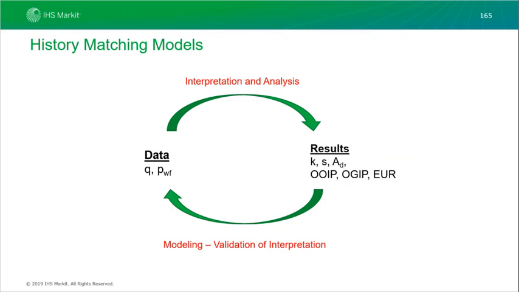Now the history matching of models is a forward and backward process where you have your data, and after your interpretation and analysis, you can put it into a model and get your results. But you may not be happy with the history match created by the model, so then you'd be required to go back and manipulate the data until you get results that you're happy with, and you can do this a number of times until you're happy with your results.